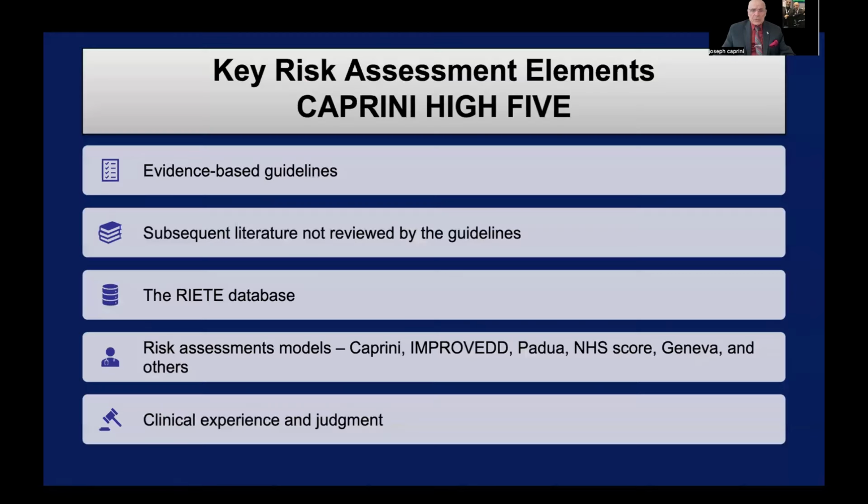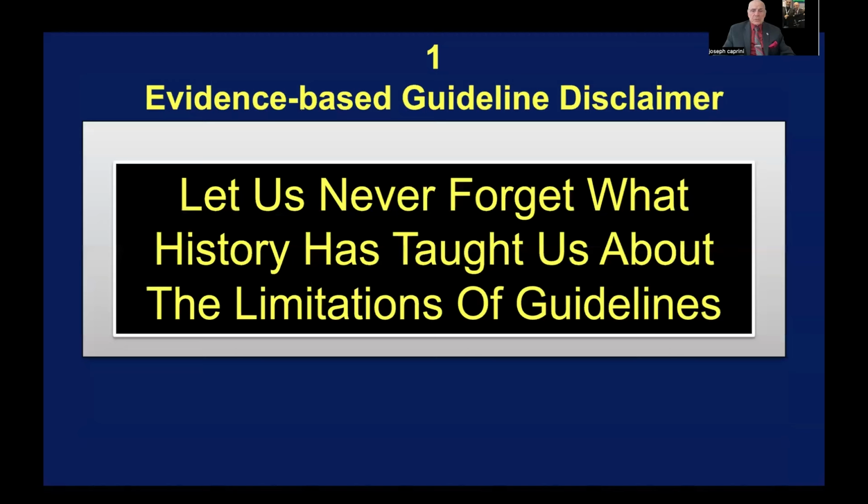These are my disclosures. And I'd like to start off with a concept that I call the Caprini High Five. It consists of taking a look at evidence-based guidelines, subsequent literature not reviewed by the guidelines, the RIETE database, risk assessment models, and finally clinical experience and judgment. And there's a sequence of events here depending on what the nature of the situation is.